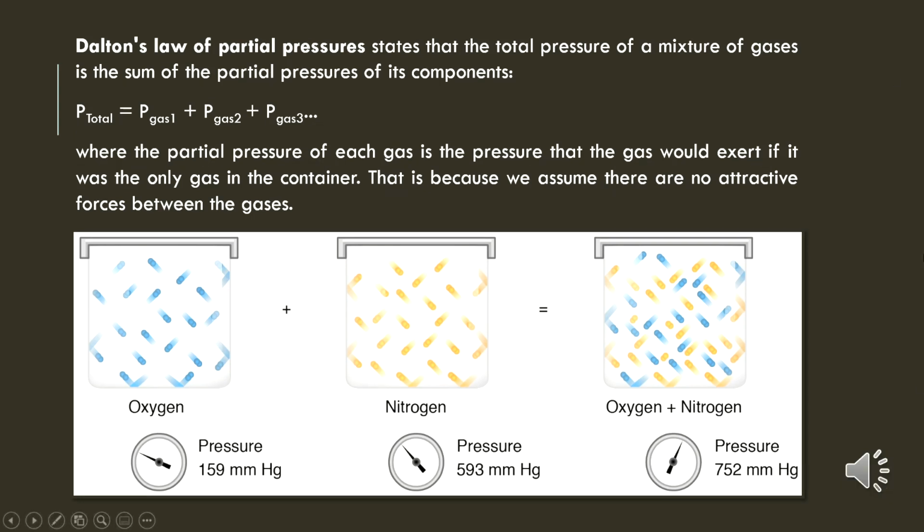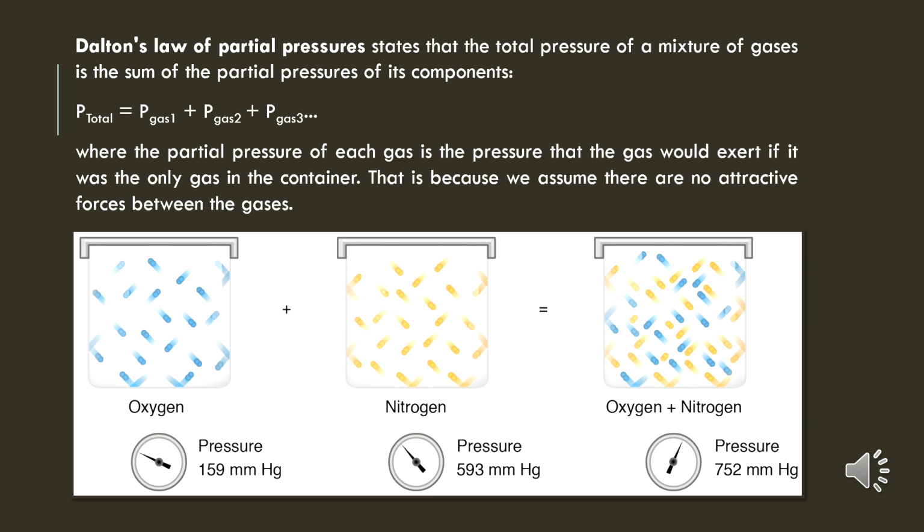Good evening. For the definition of Dalton's law of partial pressure, it states that the total pressure of a mixture of gases is the sum of the partial pressures of its components. So what does it mean? It means that the total pressure of a mixture of gases is equal to the sum of the partial pressure of each of the constituent gases.